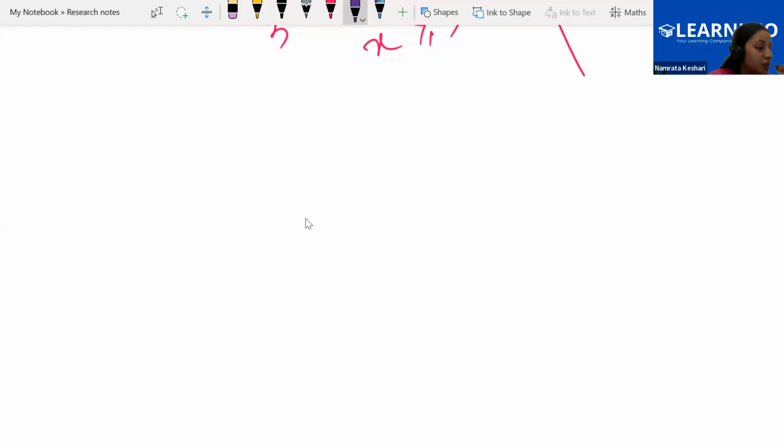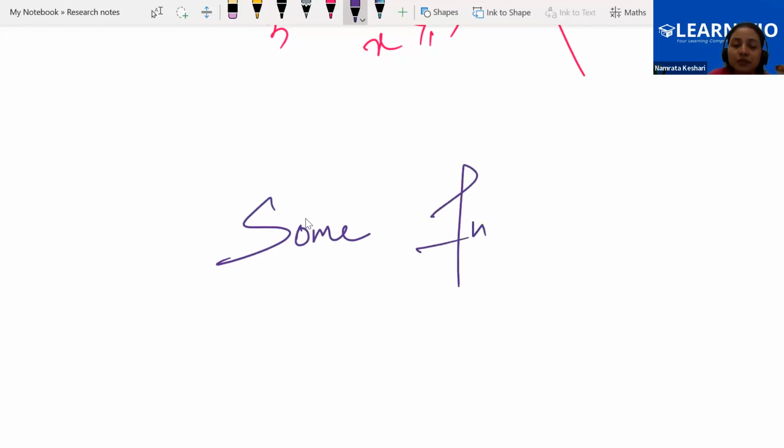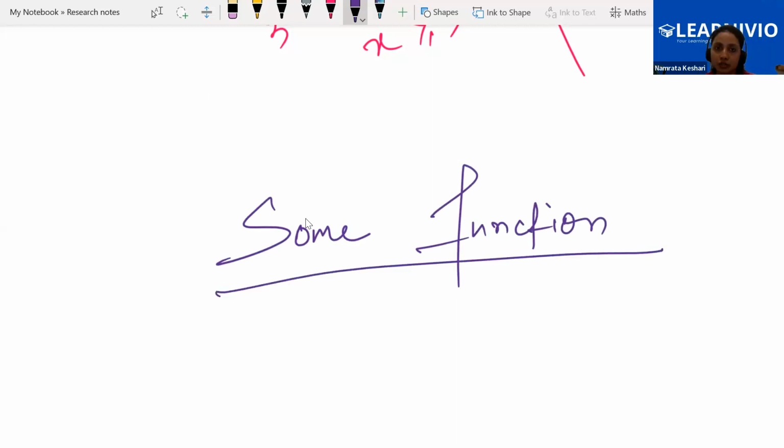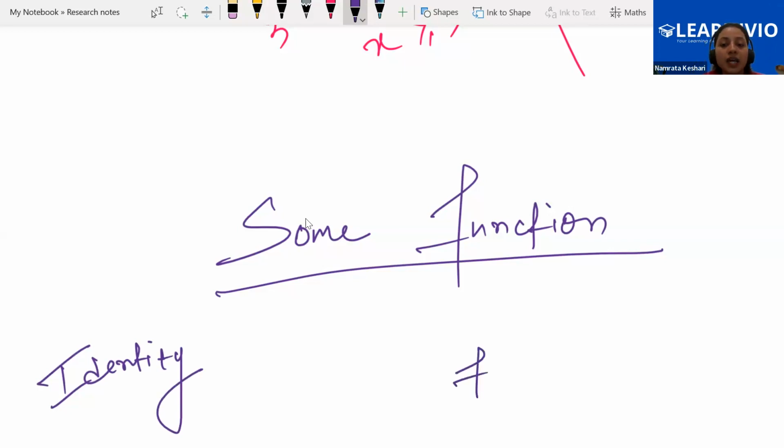ओके, let's find domain and range of few predefined functions. कुछ ऐसे फंक्शंस है जिसका नाम ऑलरेडी डिफाइंड है, जैसे कि आइडेंटिटी फंक्शन. Whoever will know, like if you will just say identity function, everybody must understand that okay, f of x is equals to x is called identity function. इस फंक्शन का नाम है आइडेंटिटी फंक्शन, दैट्स इट.